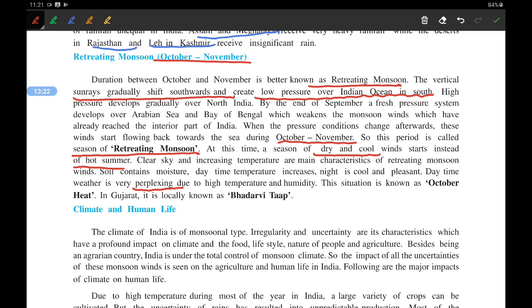Due to the high temperature and humidity, the situation is known as October heat, or Bhadarwa tap, in Gujarat. During the Bhadarwa month, or the October month, there is high temperature in Gujarat and it gives a very confusing climate.